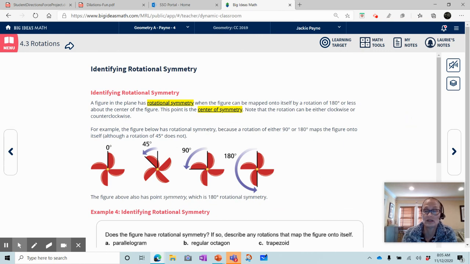So now you've all seen this. A good logo has great rotational symmetry. So you've been bombarded with rotational symmetry most of your lives. A figure in the plane has rotational symmetry when the figure can be mapped onto itself by a rotation of 180 degrees or less about the center of the figure. This point is the center of symmetry. Note that the rotation can be either clockwise or counterclockwise.